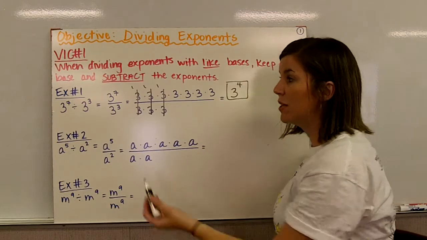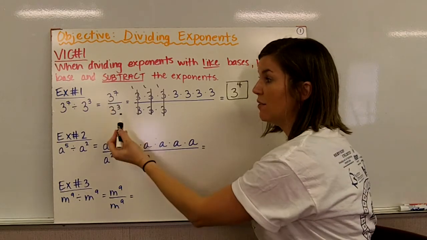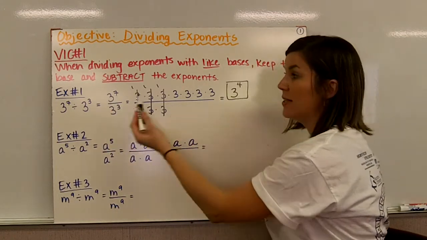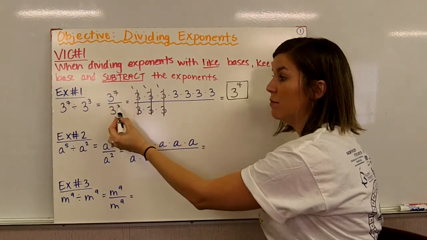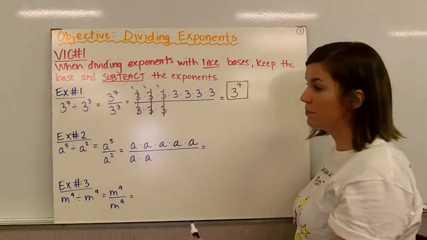Now you can get the same thing from subtracting the exponents. 3 to the 7th power divided by 3 to the 3rd. Keep the base, subtract the exponents. 7 minus 3 gives us 4.